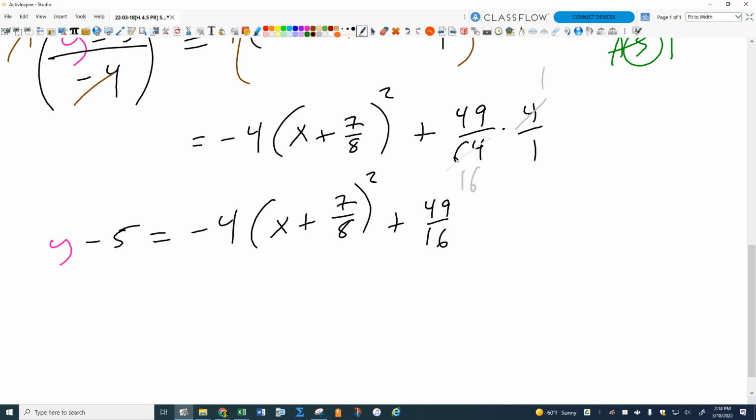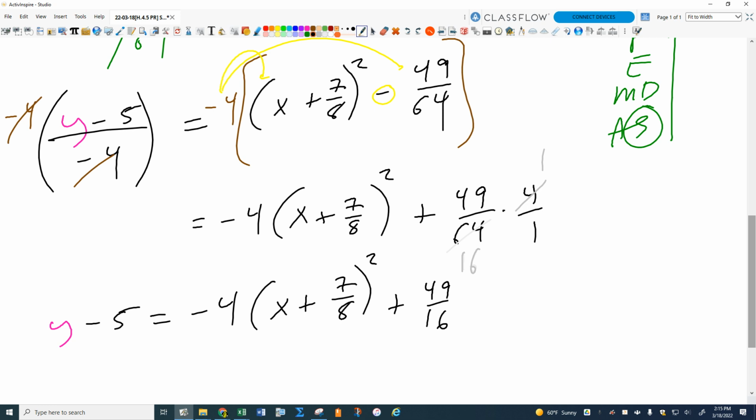What's my last step to get the y by itself? Did I do something wrong there? Question? Everybody okay with that so far? But I've got that 49 there, right? I've got 49 times 1 over 16 times 1, right? Because I multiplied the fraction 49 over 64 times 4 over 1. Everybody get that? Okay.